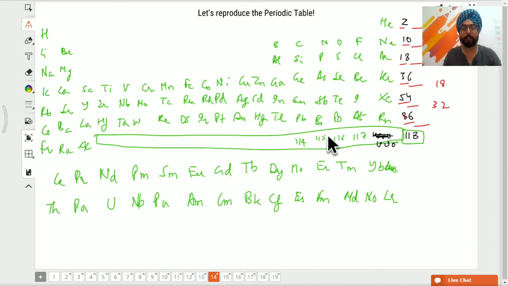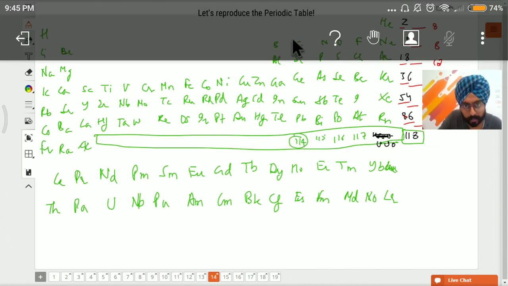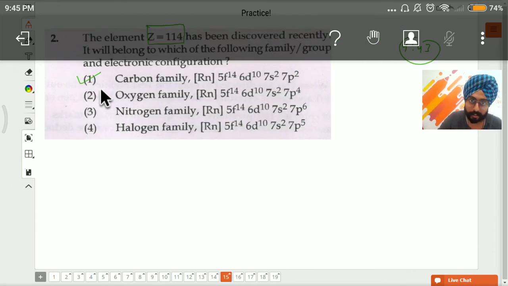Yes? And the best part is you will be confident about your answer. You won't have things in your mind. You will have it on paper. Yeah? So 114 lies with the carbon family, and that, my dear friends, is our answer. Yeah? This question was asked in 2017 NEET.